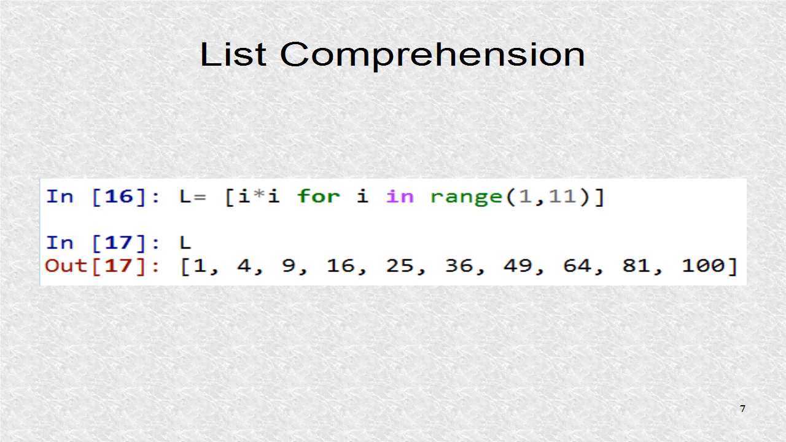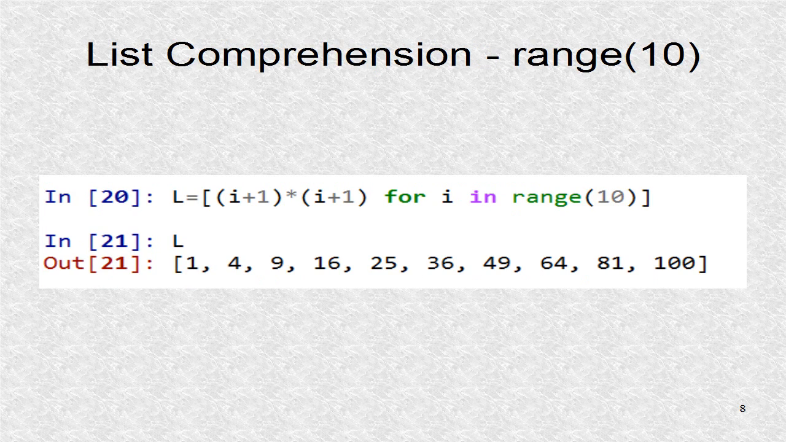7. This shows an example of list comprehension. To do the same thing, we can put the for loop inside of the square brackets. The value comes first, and the for loop comes second. 8. A better list comprehension would have a range 10 function, and change the value to reflect we want to start at 1 square, and not 0 square.